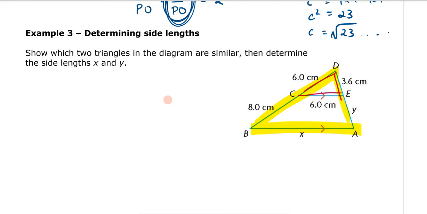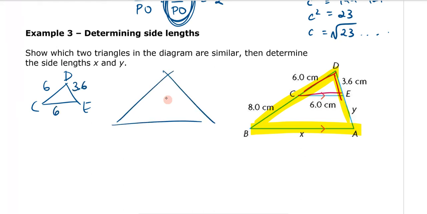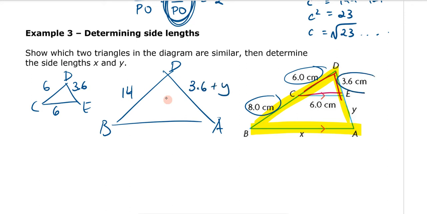That's fine too. In solving problems like this, again, we're not asked to prove, we're just asked to find the side lengths. We're already told that these two triangles are similar. So it's a good idea to break them down into component triangles. Here we have DCE, this side's 6, this side's 3.6, and down here is 6. And I have the big triangle ADB. D plus this 6 plus this 8 give me a total of 14. On the right side, I have 3.6 plus y, and on the bottom, I have x.